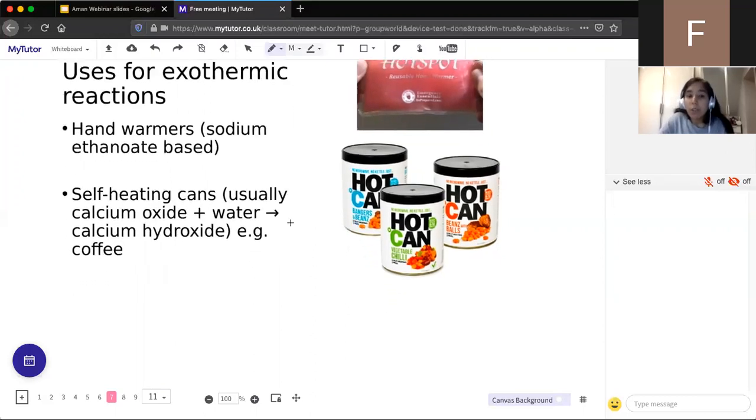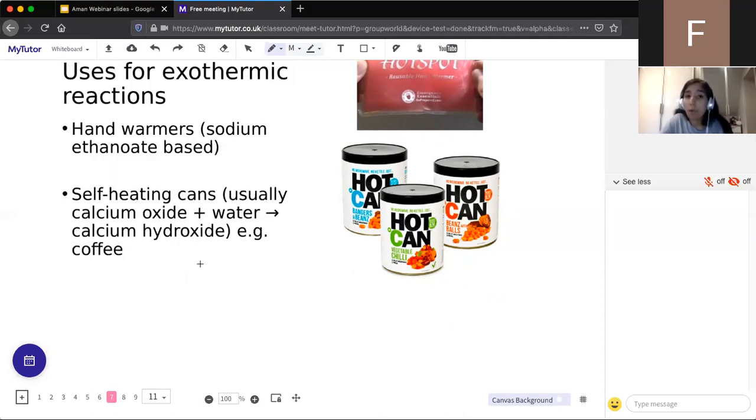The second one that you may or may not have heard of is self-heating cans. We don't have many of those in the UK, but they have been used across the world. Self-heating cans basically heat up food, and they do what they say. They heat themselves up without having to use a microwave or an oven. They are usually based on calcium oxide and water. Usually there'll be a button somewhere on the can, and when you click that button, it allows the calcium oxide and water to react. And when they react, it produces calcium hydroxide.